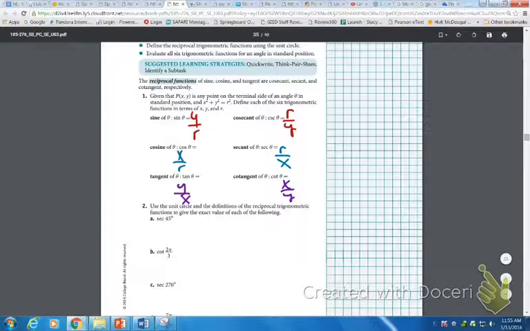Since cosecant is the reciprocal of sine, we're going to also rewrite that as 1 over sine. Okay? And our secant is the reciprocal of our cosine, so we're going to consider that also to be 1 over cosine. And our tangent of y over x, remember, is sine over cosine, so that would make cotangent what? Cosine over sine. There you go. All right? Questions on that?